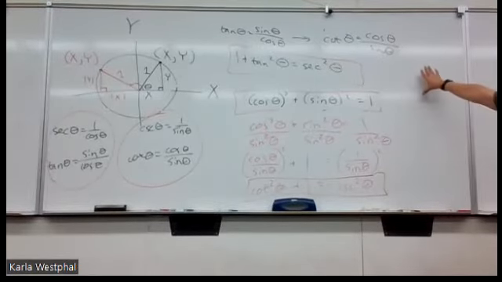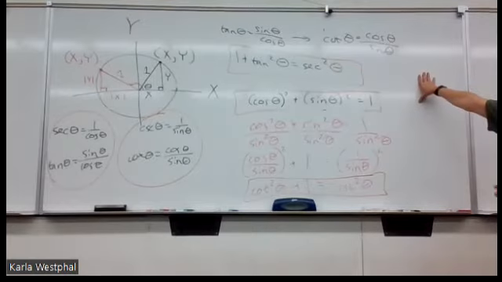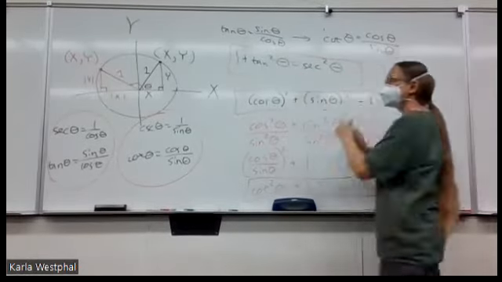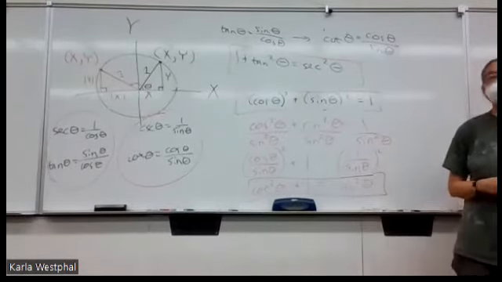Okay. Any questions on the quotient identities, which are these two, just writing tangent and cotangent in terms of sine and cosine, or the Pythagorean identities?